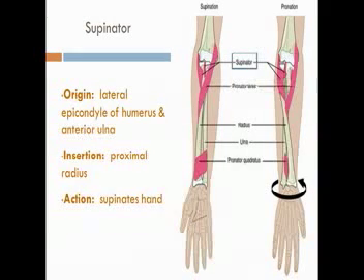So let's start with supinator. Supinator originates on the lateral epicondyle of the humerus and anterior ulna. It inserts on the proximal radius, and its action is to supinate the hand.